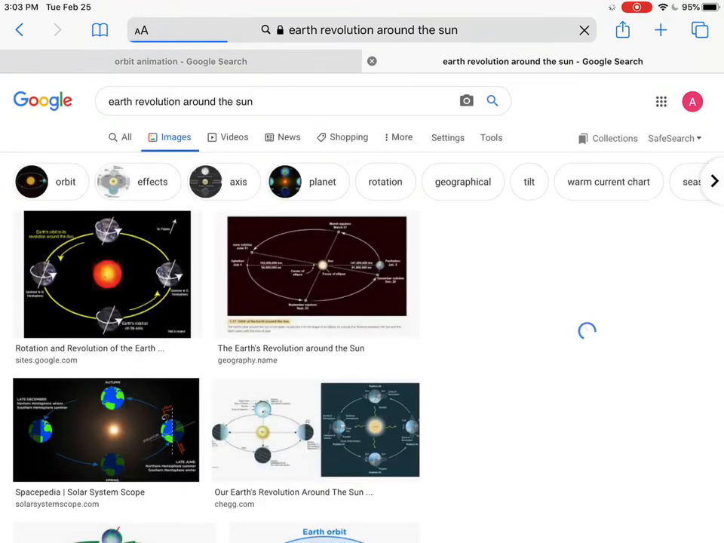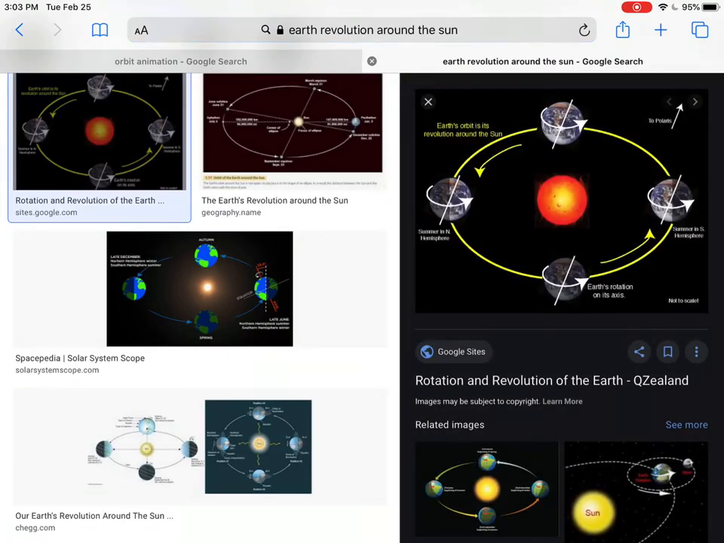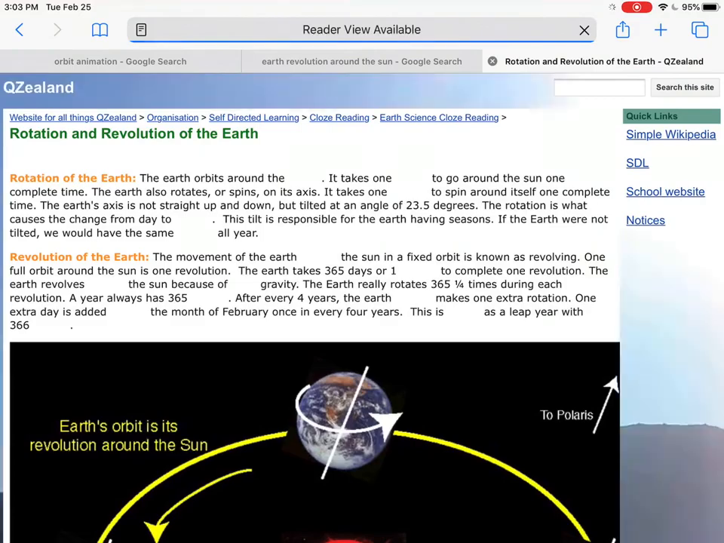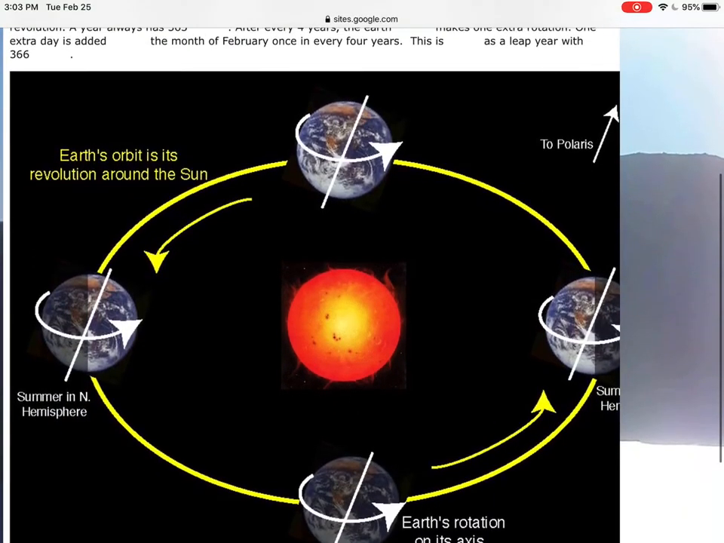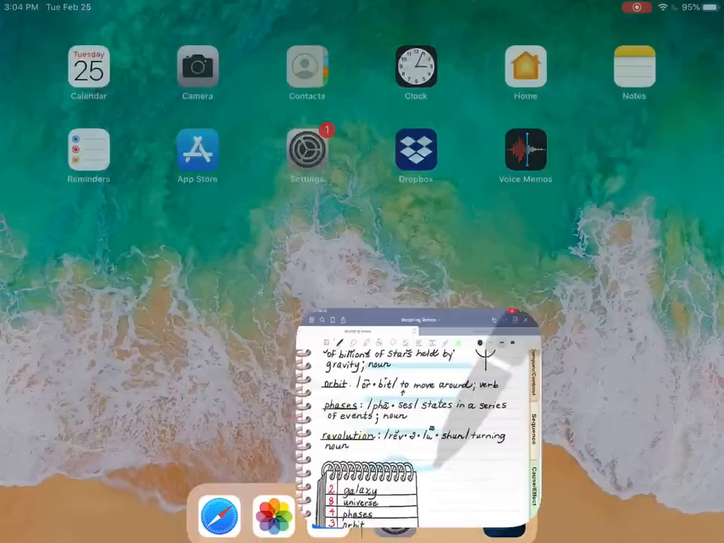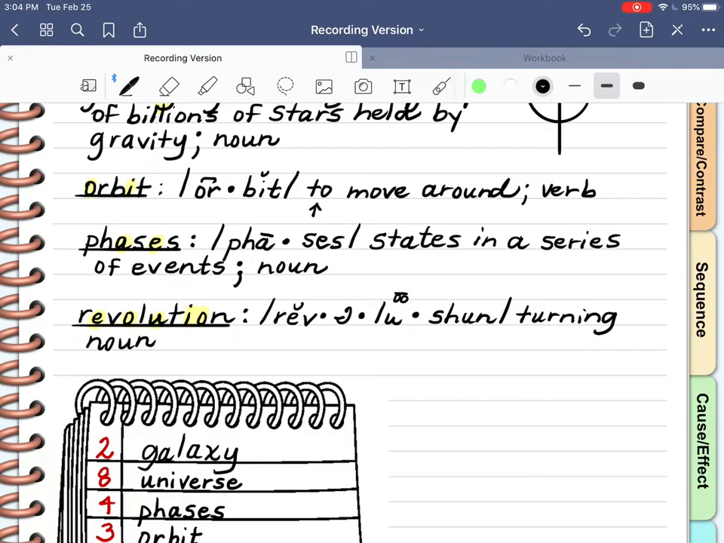Earth's revolution around the sun takes a year. Now this won't be animated, but it will be a good example. And you can see here the axis of Earth. You see that line that's imaginary that's running through the middle? But this is showing you how Earth revolves, the revolution around the sun. Okay, moving on.